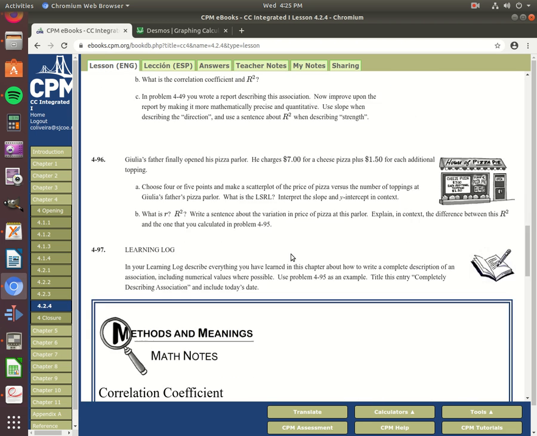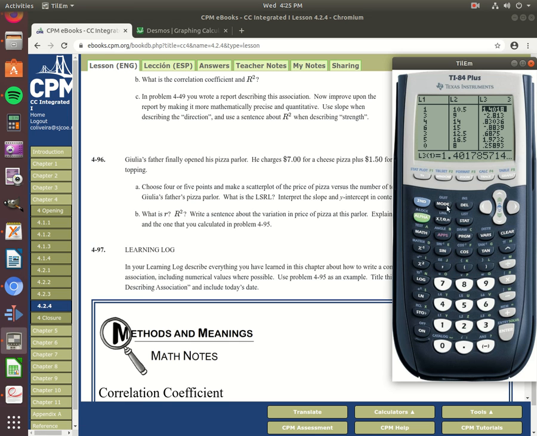All right, so finally, it says Julia's father. Last question of Integrated 1. I could cry. I'm so excited. Julia's father finally opened his pizza parlor. He charges $7 for a cheese pizza, plus $1.50 for each additional topping. Choose 4 or 5 points and make a scatter plot of the prices of pizza versus the number of toppings at his pizza parlor. So rather than go through a bunch of trouble on this, I'm just going to put this in because I think it'll be pretty easy to do.